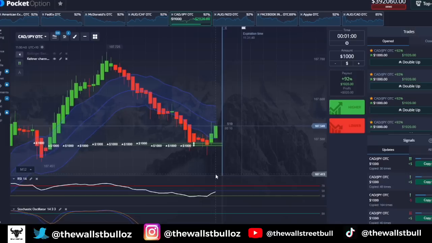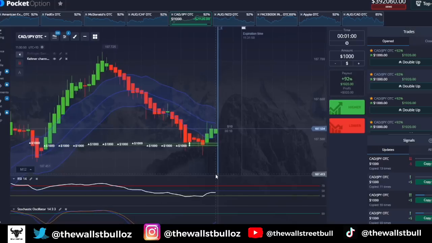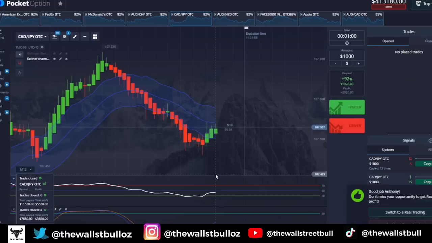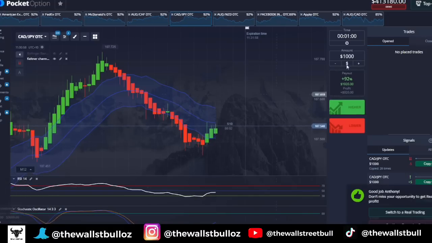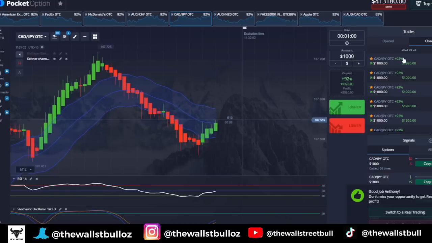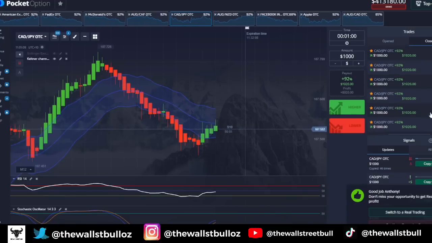So you can see right here, we've got a reversal. 14 seconds on all of these trades. Let's just wait and see what happens. So we're coming back up. 2 seconds. There you go. So those trades closed out successfully. Had I put $1,000 in each, that is 920 by 1, 2, 3, 4, 5.